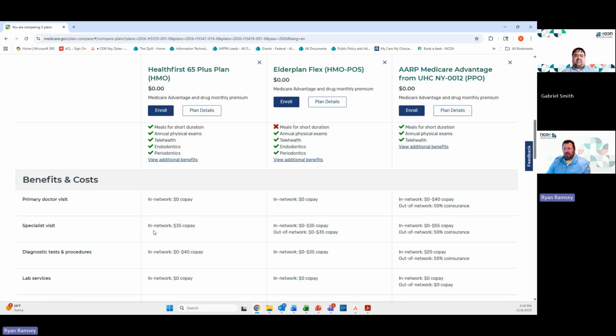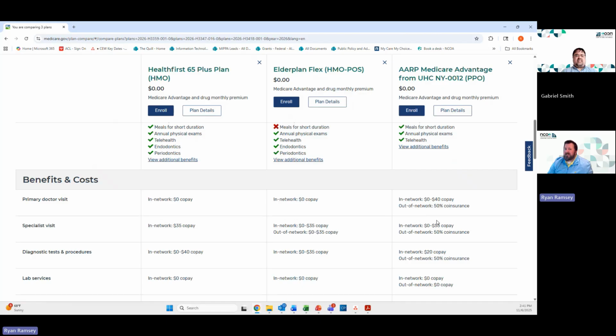They're going 4 times a year for that specialist too. So this one is a $35 copay. That's $140 per year for their 4 specialist visits. This one under Elder Plan is 0 to 35, so somewhere between 0 and 140, depending on where you go. That's in and out of network, so you can go see a specialist out of network, which gives you a little bit more flexibility there too. Under AARP, it's 0 to 55. Out of network is a 50% coinsurance.